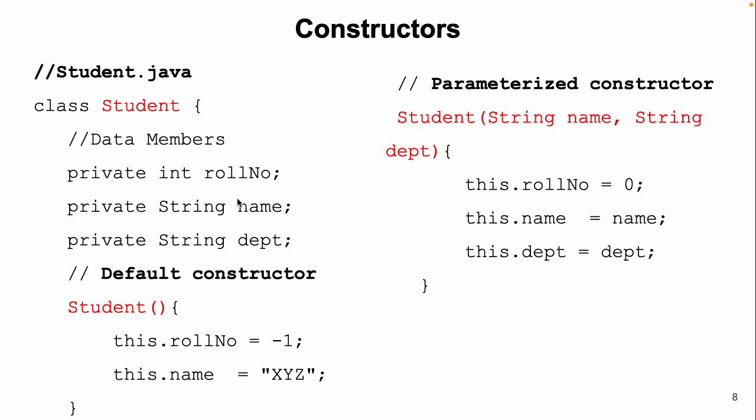So here I have three data members, rollNumber, name, department. It is not necessary that all the variables be initialized. If we are not initializing on our own, they will be assigned the default values of the particular data type the data member belongs to. So here I am assigning rollNumber as -1 and name as XYZ. Similarly, in the parameterized constructor, I am passing two parameters, name and department. Using that, I am assigning the values we pass to the corresponding data members, and rollNumber I am assigning as 0.